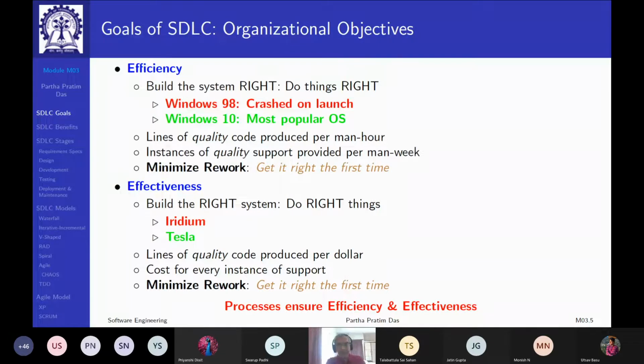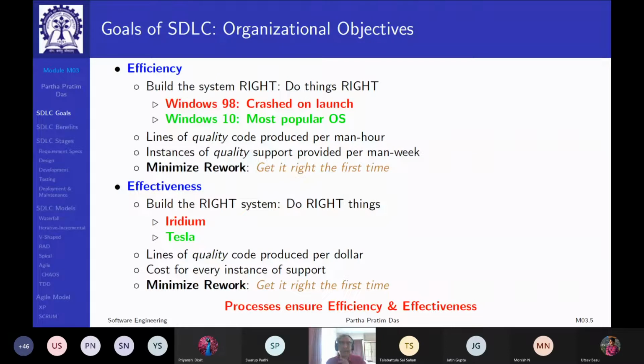Much later, when Windows 10 was launched and subsequently used, it became one of the most popular operating systems in that office space. So certainly in terms of Windows 98, Microsoft did not do a few things right. In terms of Windows 10, they did. Right? So we'll broadly say that efficiency is the lines of quality code produced per man hour.